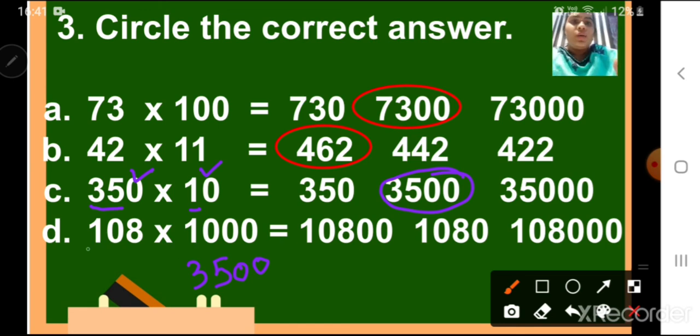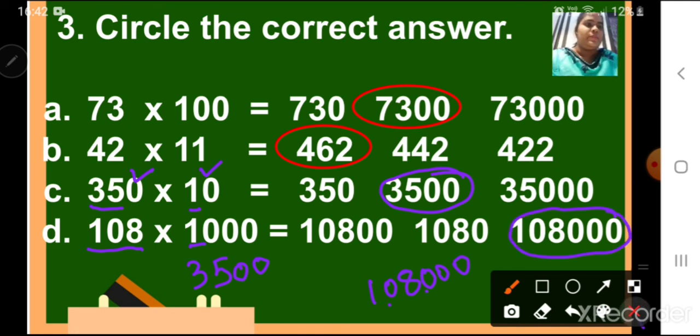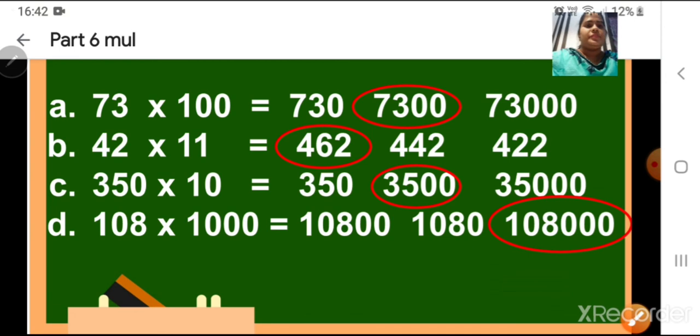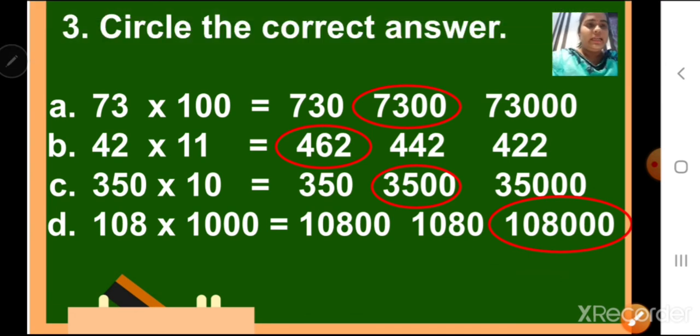The last one is 108 multiplied by 1000. Okay. So 108 multiplied by 1 is 108. Okay. How many zeros are there in the 1000? 3 zeros. So you are going to put 3 zeros at the end. So your answer is 1,08,000. Where is it? This one, 1,08,000. Circle this option. Circle the correct answer, children, in your textbook.